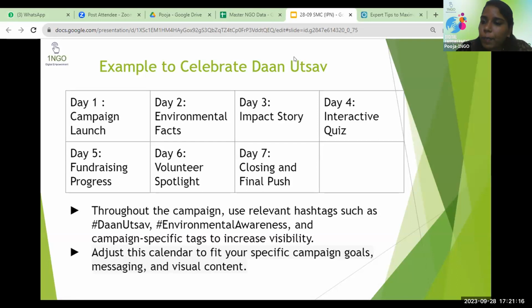On the second day, if you are having a campaign, post about environmental facts. You can give a statistic as an infographic. You can give the context about why the fact actually matters to the environment. Include a call to action for followers, maybe a learn more button or a donate button which will make them visit your website. So by giving these environmental facts, you're actually driving traffic to your website as well.